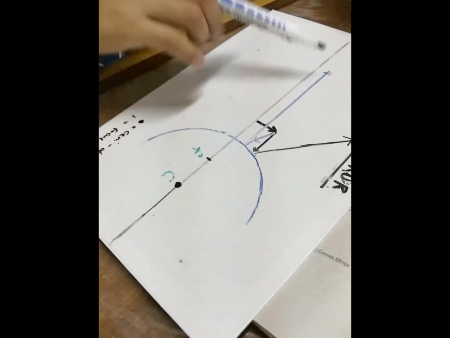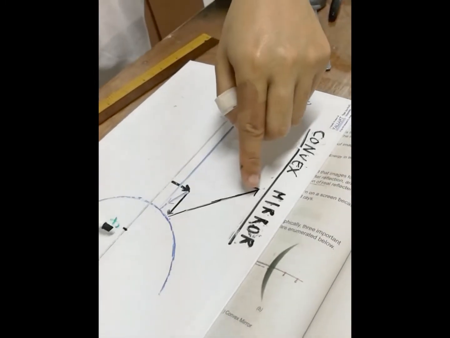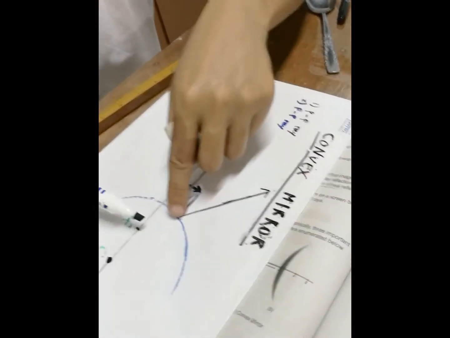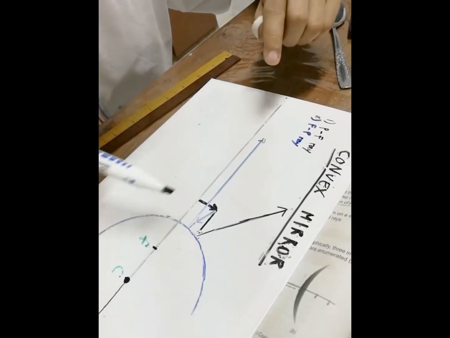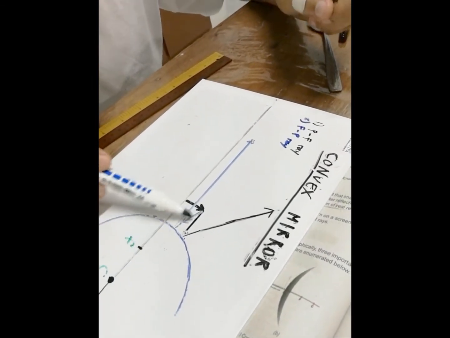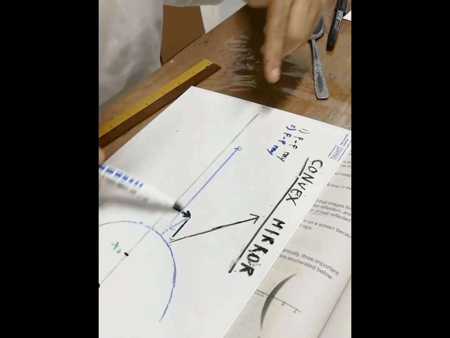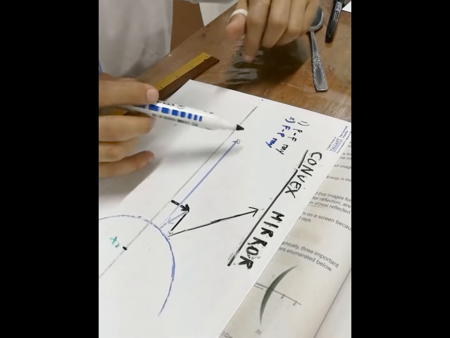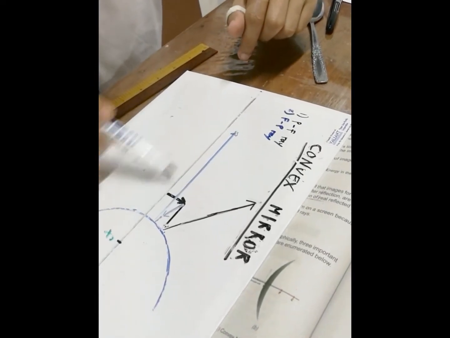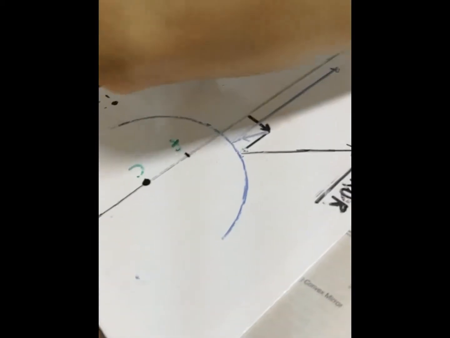So think about it like this. The first ray, PF ray, is parallel, hits the mirror, and then aligns with the focus. The second ray is the opposite. It aligns first with the focus, right? But actually doesn't get to the focus, just hits the mirror, and then gets reflected in a parallel manner with respect to the principal axis. Okay? Now the third one, according to your book, is the CC ray.